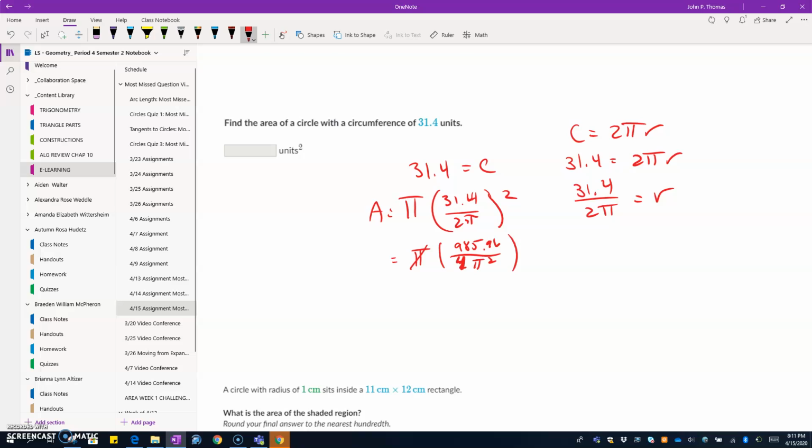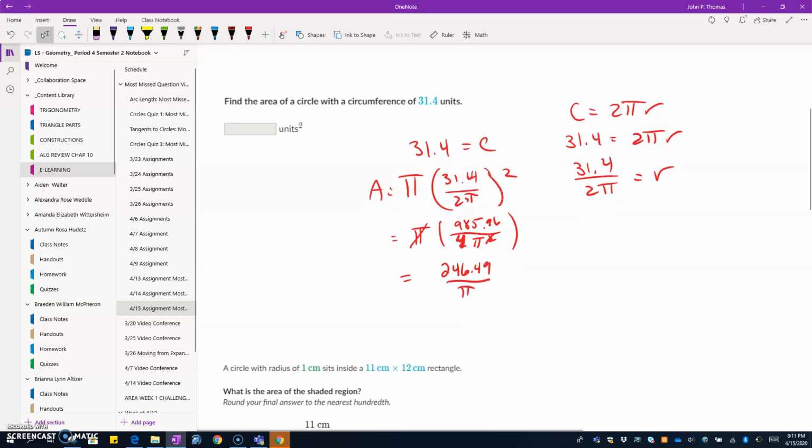Now I'm going to reduce, so I'm going to cancel one of the pi's. So now I'm at 985.96 over 4, and another pi in the bottom there. So I'm going to go ahead and divide out the 4. And that gives me 246.49 over pi. Now that would be as close to exact as we could get. If we divide by the 3.14 again, I get 78.5. So our correct answer on this one should be 78.5.